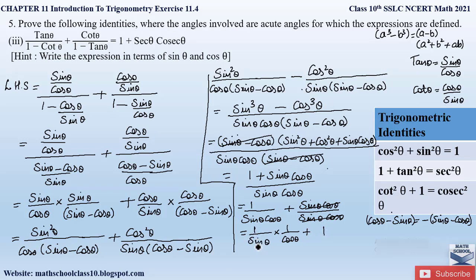So what is 1 by sine theta? 1 by sine theta is nothing but cosecant theta. 1 by cos theta is secant theta. So let us apply this relationship here.